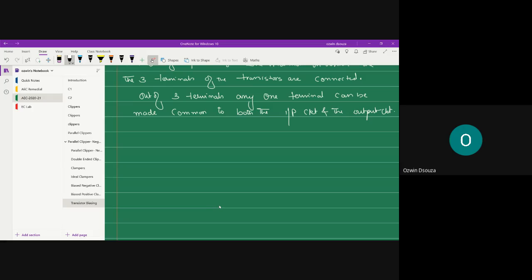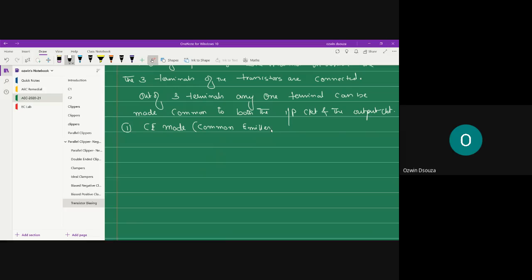Now the question is, which terminal are you going to keep common for both the input circuit as well as the output circuit? Can I say you keep the emitter terminal as the common terminal? Not necessary. Someone can say that you keep the collector terminal as the common terminal. On this basis, you can have three different types of modes of operation. The first mode is the common emitter mode, popularly known as CE mode.